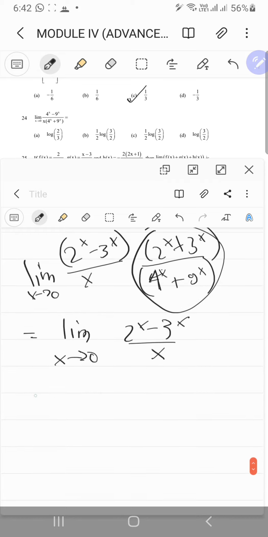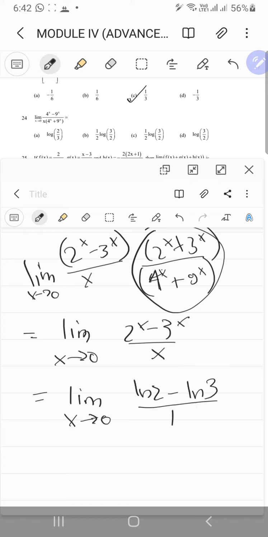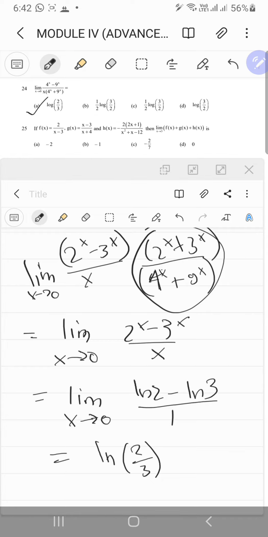Now we can take a derivative. So this is the limit as x approaches 0, take the derivative on top and bottom. So 2 power x at 0 is 1, and then you get natural log of 2 minus natural log of 3 upon 1. This was easy, right? So this should just be natural log of 2 upon 3. So log 2 upon 3. Next question.